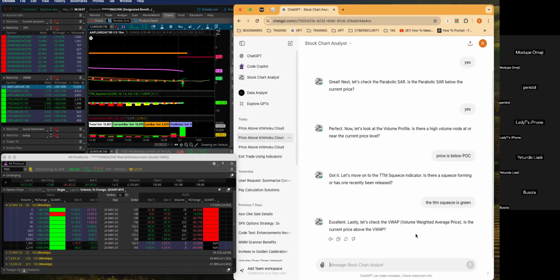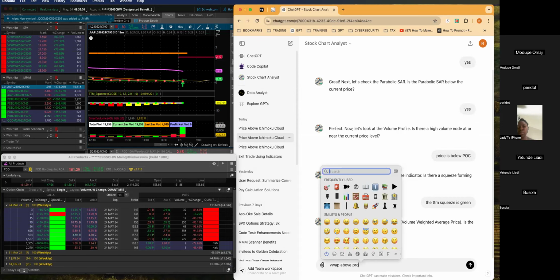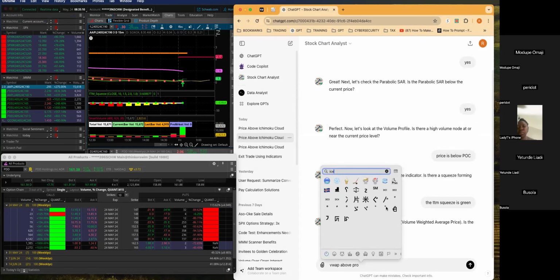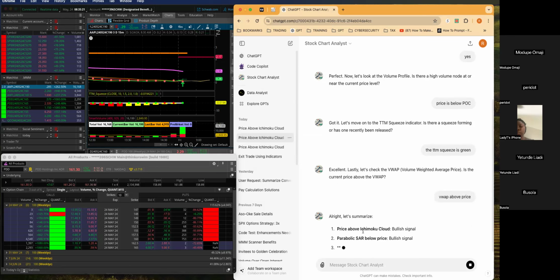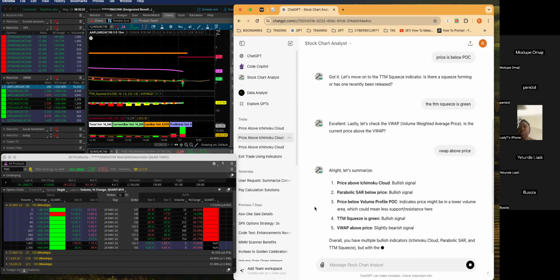Now you check the VWAP. Is the VWAP currently above the price? VWAP above price. The VWAP is this purple line right here. Then it gives you this analysis.